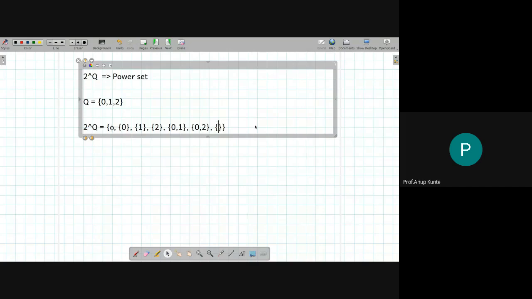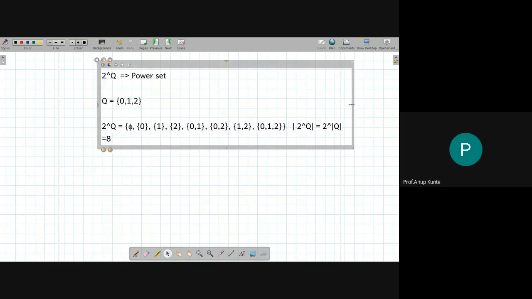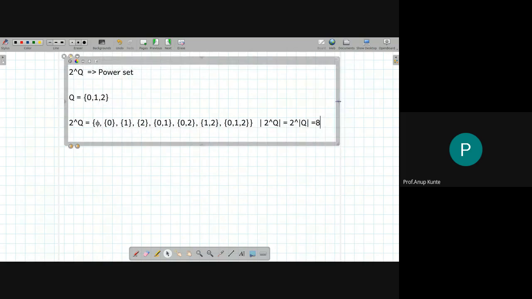Seventh element of this set is set {1, 2}. And the final element in this set is set {0, 1, 2}. Okay. So if you see the size of 2 raised to Q, it will be 2 raised to size of Q. Okay, size of Q कितना है, 3. So 2 raised to 3 is 8. Okay? And that is why the power set का notation जो है वो उस हिसाब से आया हुआ है.